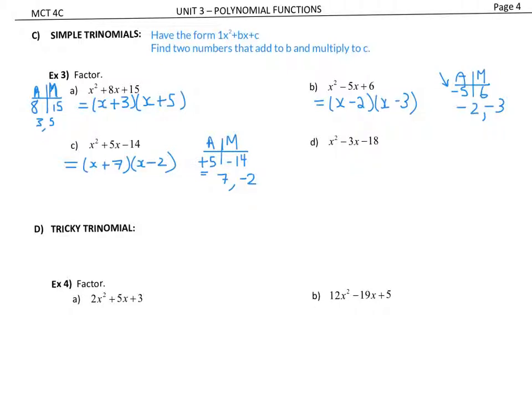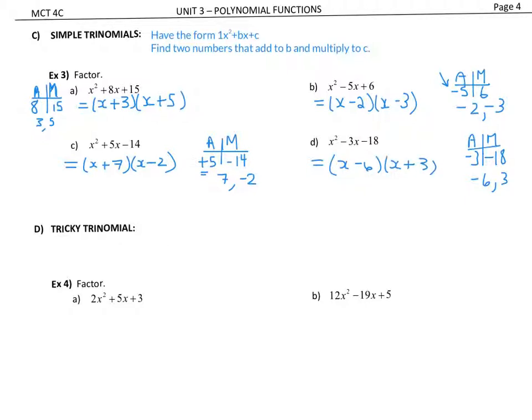Okay, and for example D, we're looking for two numbers that are going to add to -3 this time and multiply to -18. So I need my two numbers to have opposite signs, and the larger one to be the negative. And I'm thinking -6 and positive 3 should multiply to -18 and add to -3. So that gives us a factor of x minus 6 and another factor of x plus 3.